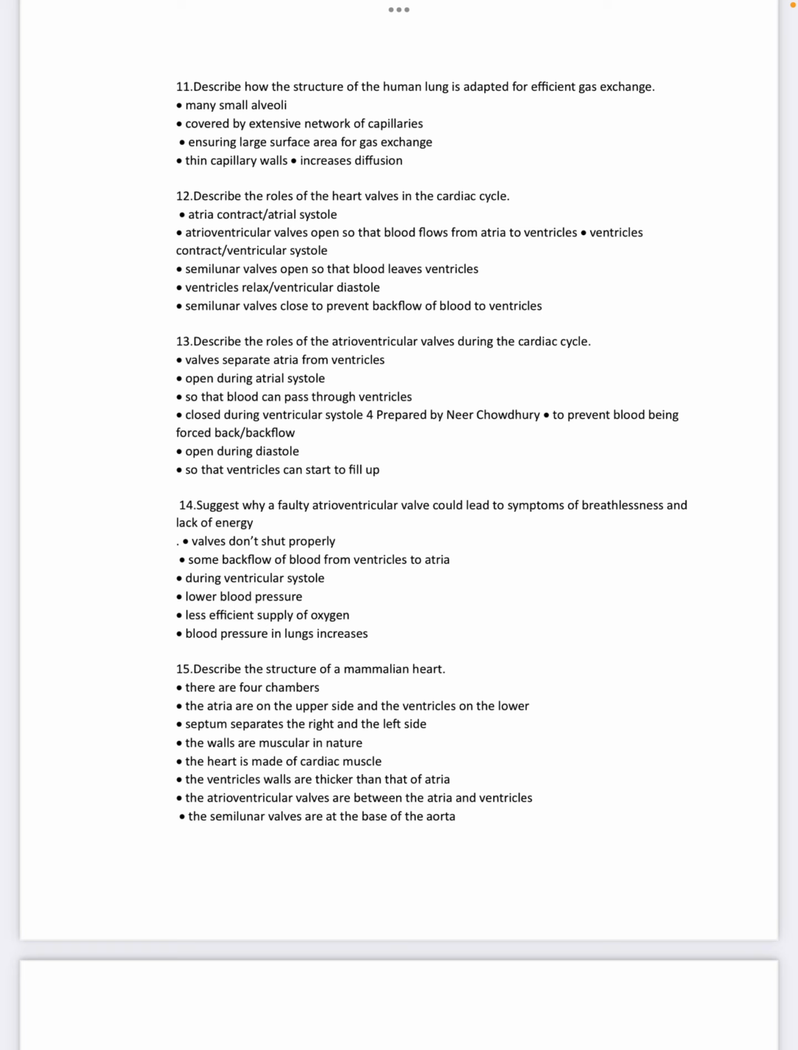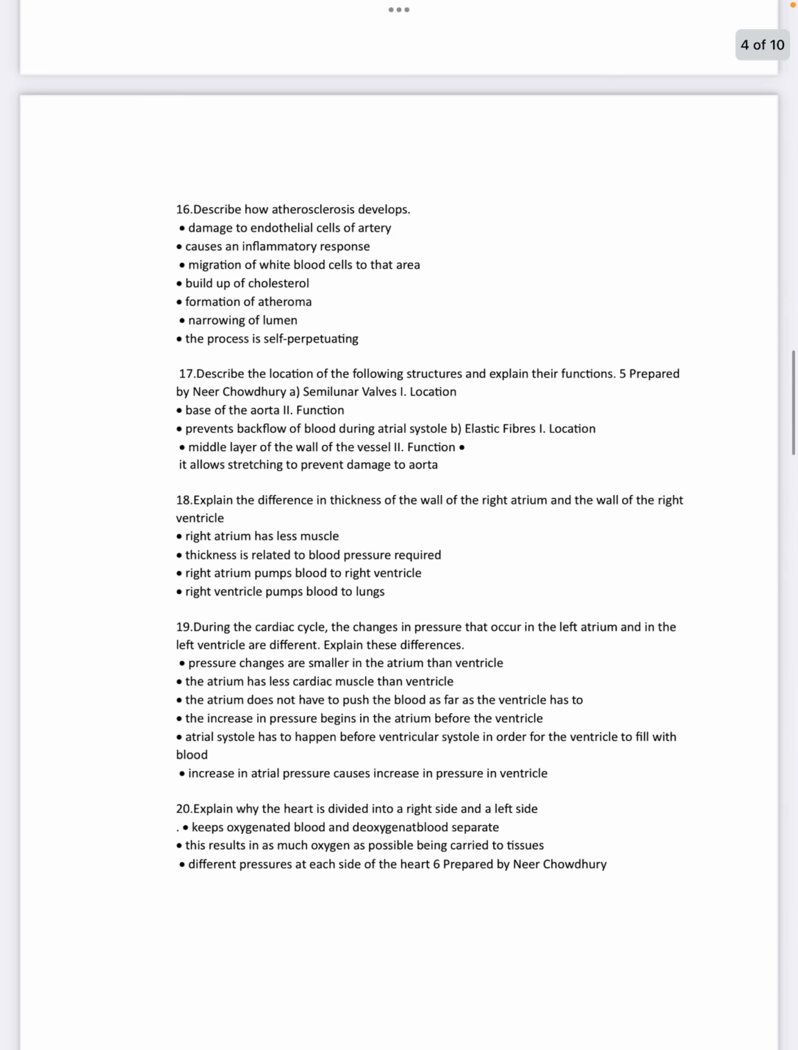Describe the structure of a mammalian heart. There are 4 chambers. The atria are on the upper side and the ventricles on the lower. The septum separates the right and the left side. The walls are muscular in nature. The heart is made of cardiac muscle. Ventricle walls are thicker than those of the atria. The atrioventricular valves are between the atria and ventricles. The semilunar valves are at the base of the aorta.